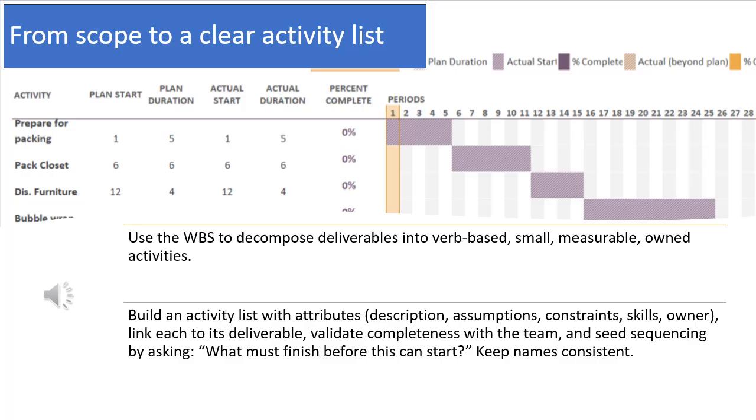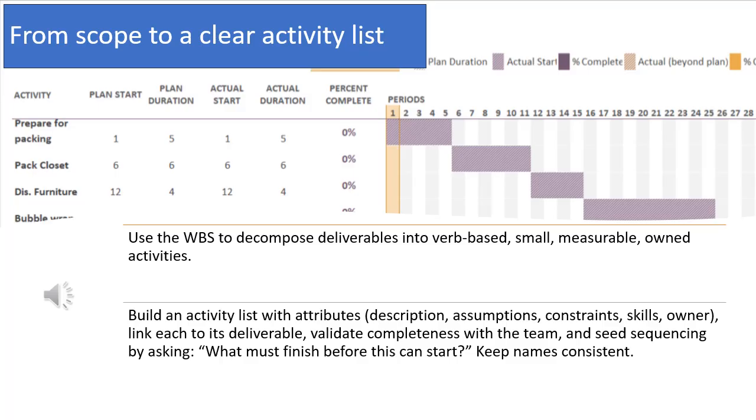Start with the work breakdown structure and break deliverables into activities. Use verbs to describe work, like design interface. Ensure each activity is small, measurable, and owned. Capture outputs in an activity list and attributes. Attributes include description, assumptions, constraints, required skills, and responsible owner.